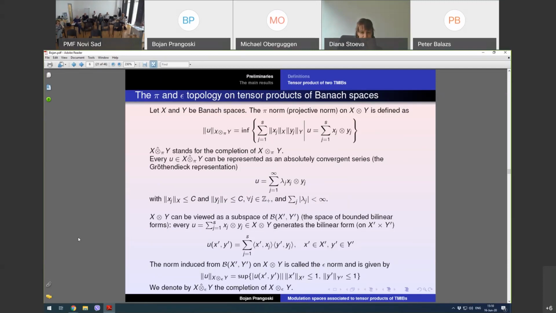The pi norm is always stronger than the epsilon norm, and if the spaces x and y satisfy a very particular assumption, then the completed pi product is a subspace, continuously included into the completed epsilon product. I won't go into the details of this assumption, because it is always satisfied in the case of translation-modulation invariant spaces. Just to recall, in general, the completed pi product doesn't have to be a subspace of the completed epsilon product, although the norm is always stronger.